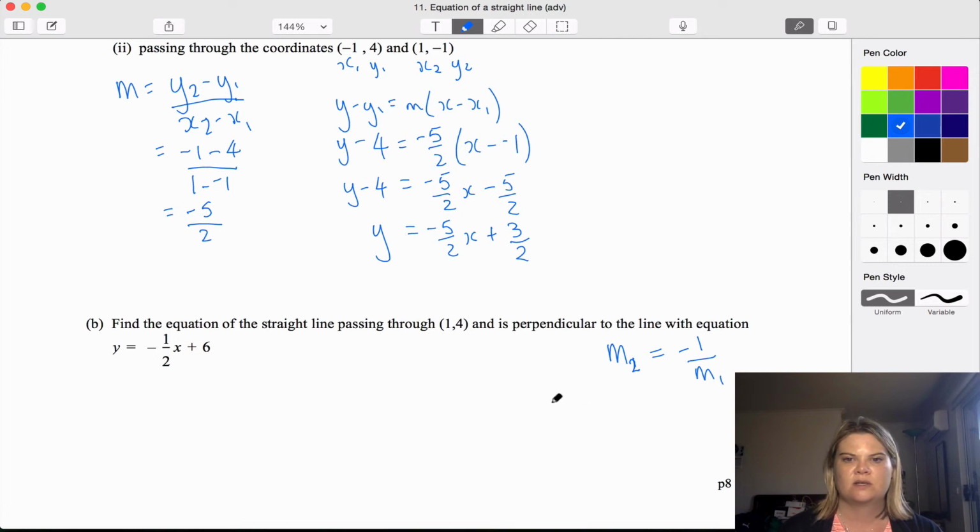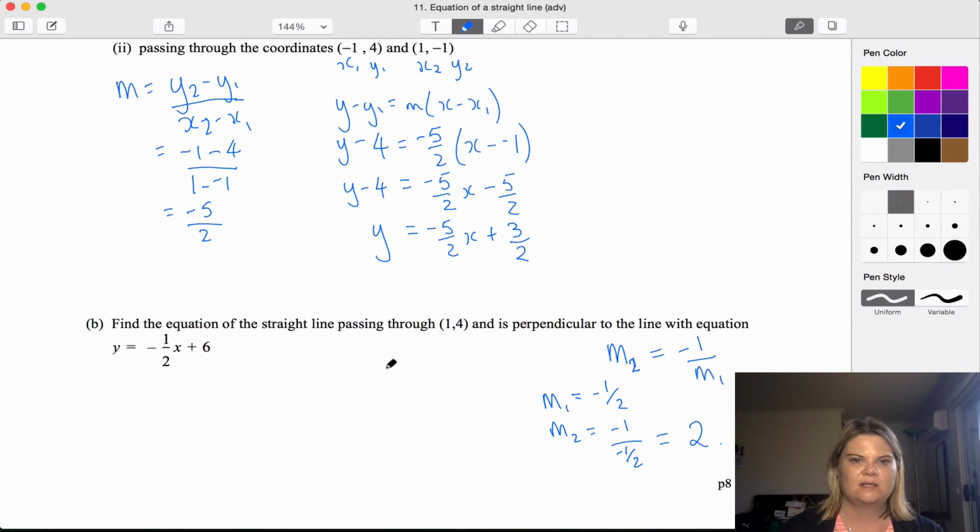So this gradient is equal to negative 1/2. So a perpendicular line is going to be equal to negative 1 over negative 1/2. And we can simplify this by flipping the denominator. Those two negatives will cancel and we'll end up with a 2 for our second gradient.